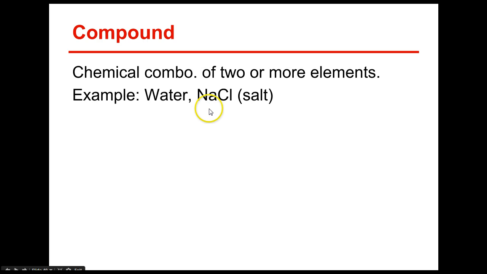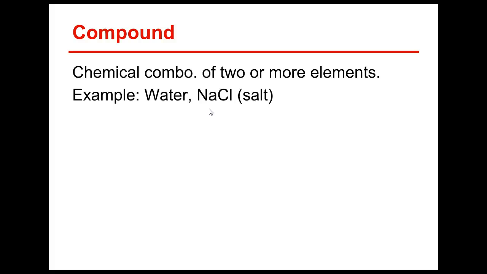Now, when we put elements together, chemically, we get what's called a compound. 2 or more different elements. So water, H2O, 2 hydrogens, 1 oxygen, that's a compound. NaCl, a sodium and a chlorine, those are chemically combined, that's a compound. Okay? And then when you put compounds together, you get what we call molecules.